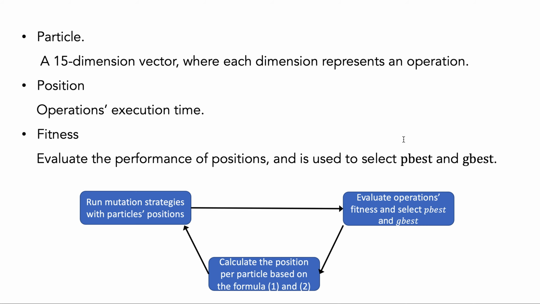In our implementation, we model each particle as a 15-dimensional vector, where each dimension represents an operation, and we define position as the operation's execution time. In one iteration, we first run the mutation strategies with the particles' positions, and then evaluate the operations' fitness and select the local and global best positions. Finally, we calculate the position of each particle based on formulas 1 and 2.